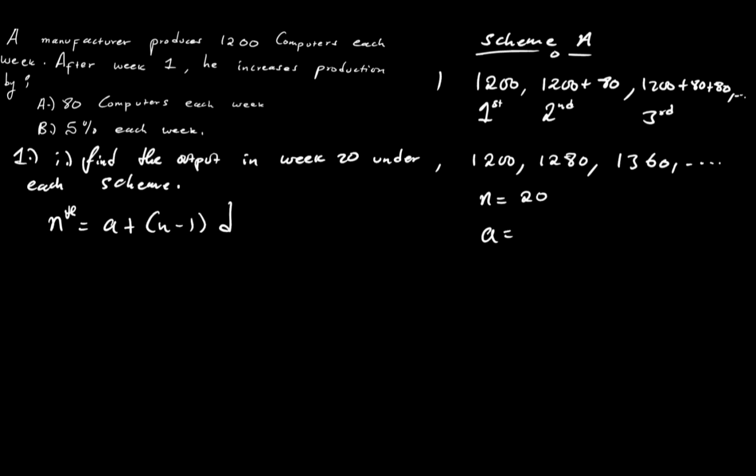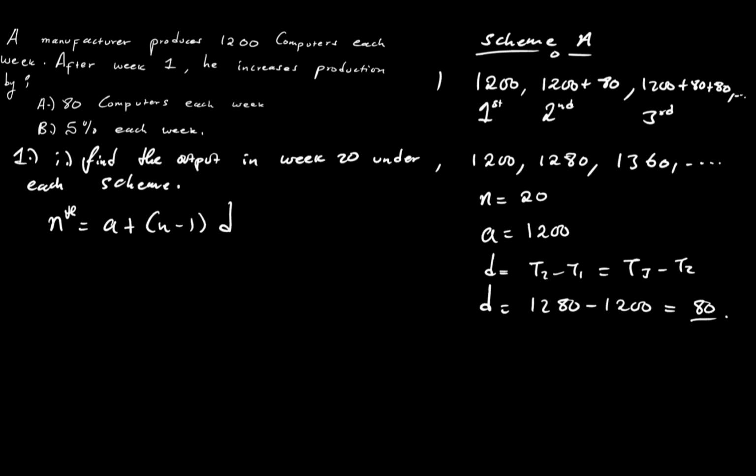Now, what is the first term? The first term is 1,200. And what is the value of d? The d is the common difference. So it's term 2 minus term 1, which is also equivalent to term 3 minus term 2. Either way, you pick whichever is better for you. So 1,280 minus 1,200 will give me 80, as the increment has been given in the question. With that in mind, we can now substitute.